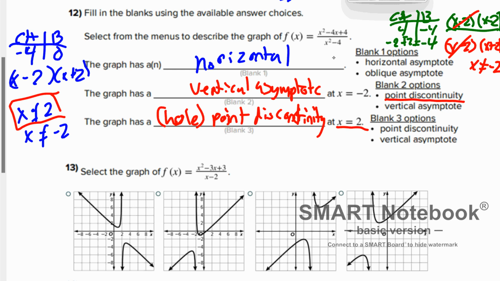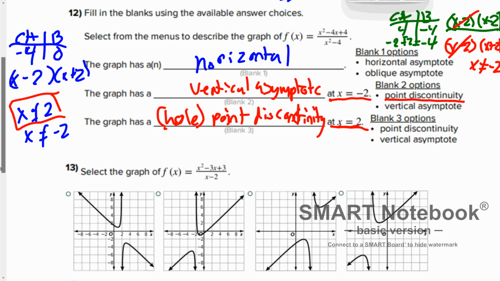So what you do is you factor top and bottom, and if you have factors and they cancel, that means that one on bottom that got canceled is actually a point of discontinuity. So make sure you look at what it says at these two points, because I had to switch mine. I had to put my hole on bottom because I was talking about x equals 2.